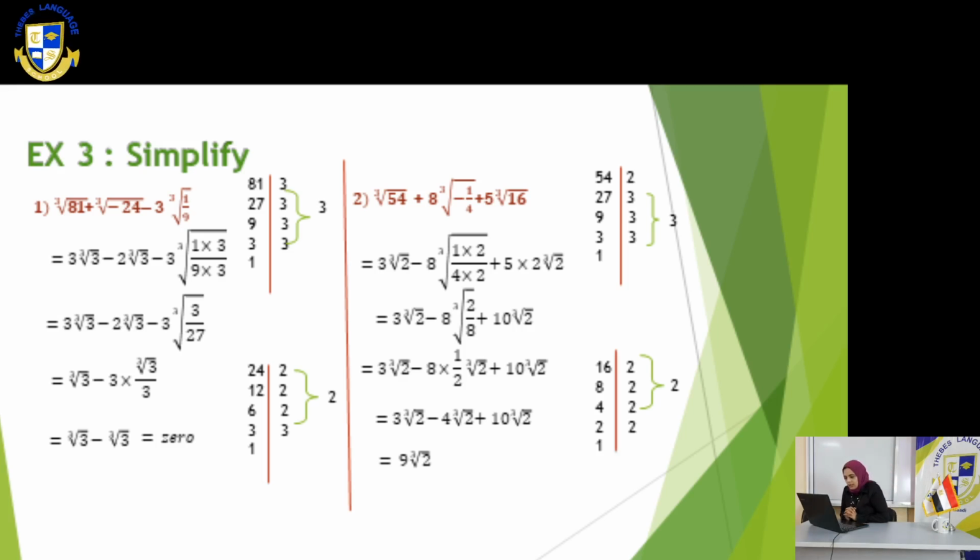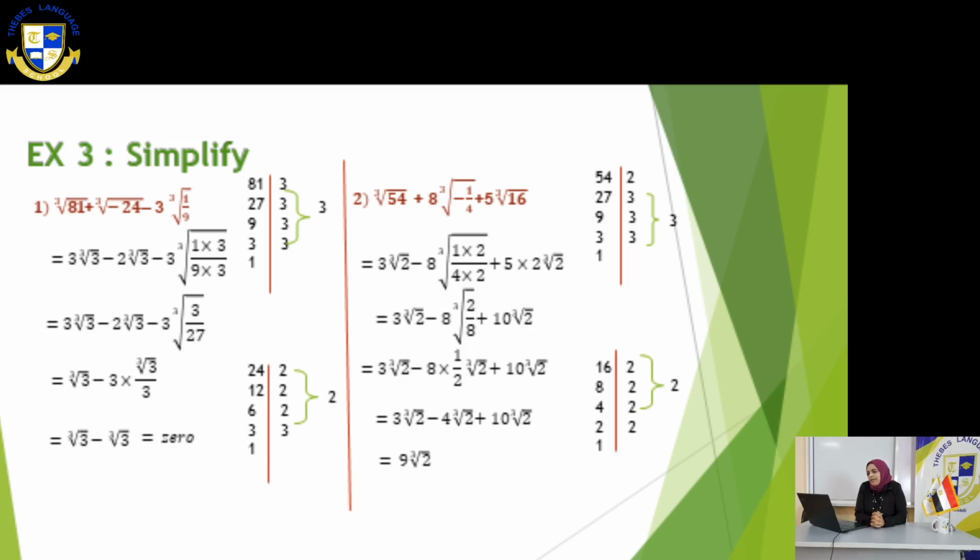Let's move to the second exercise. Cubic root of 54 plus 8 cubic root of negative quarter plus 5 cubic root of 16. The first term, we will factorize 54 as we said before by using the prime factors. 54 divided by 2 equals 27, divided by 3 equals 9, divided by 3 equals 3, divided by 3 equals 1. From each repeated 3, we will take 1. So we will take 3 outside the cubic root and keep 2 inside the cubic root.